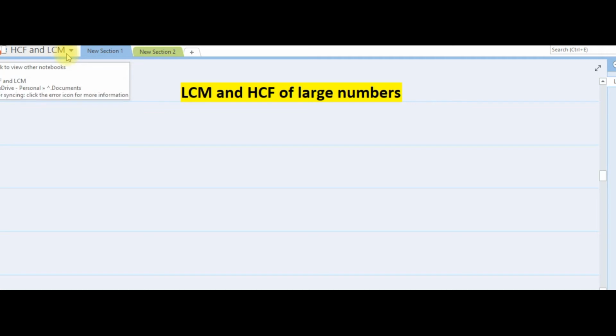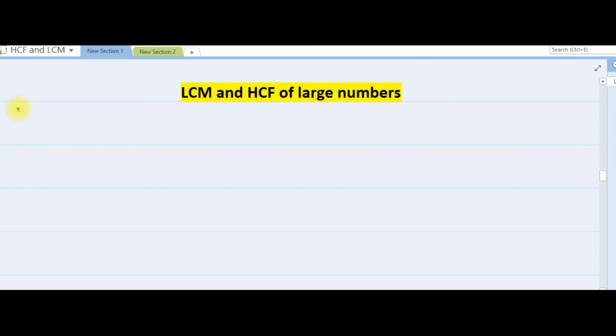Let's look at LCM and HCF of large numbers. Some questions might give you very large numbers and ask you to find the LCM and HCF. I'll now teach you a faster way that we can do it. Let me first use simple numbers that are not large to show what I'm about to do.